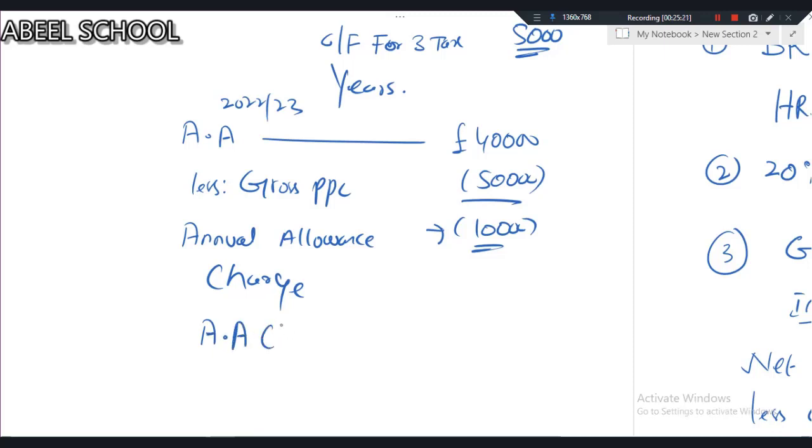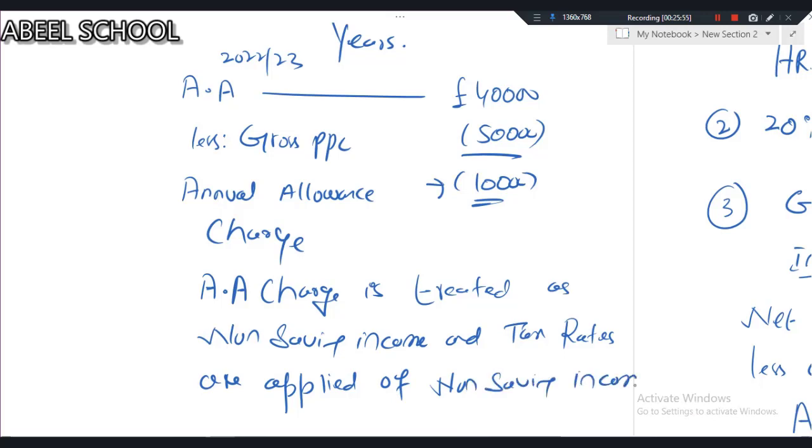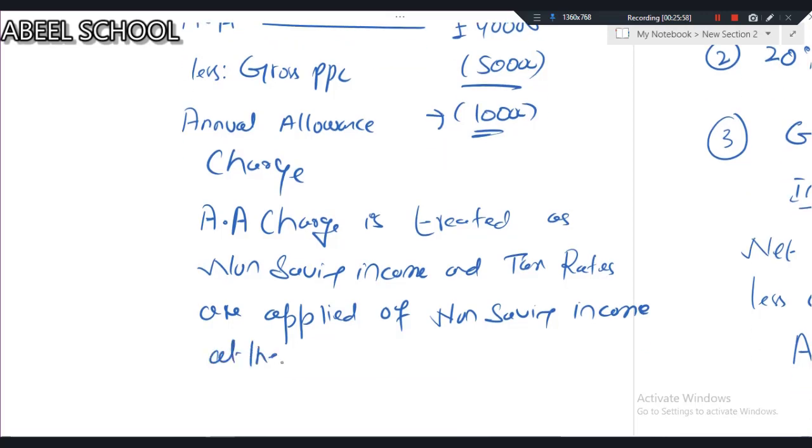So the annual allowance charge is treated as non-saving income, and the tax rates of non-saving income are applied at the end. Simply, let's say you have computed the income tax liability, but after that you came to know there is an annual allowance charge. Then the last value on which you will apply the tax rate is going to be the annual allowance charge. And the applicable tax rates are those of non-saving income.